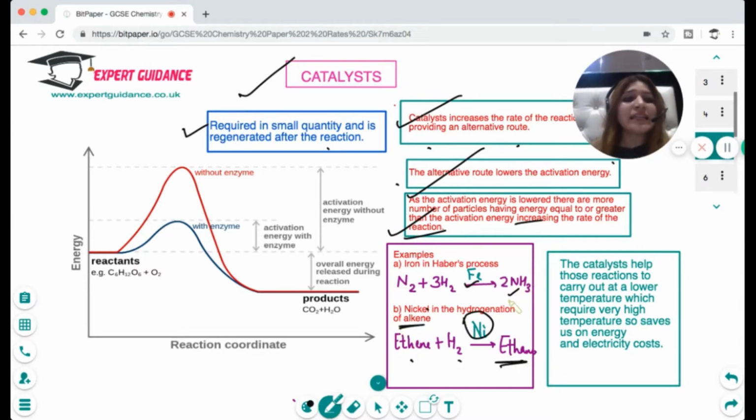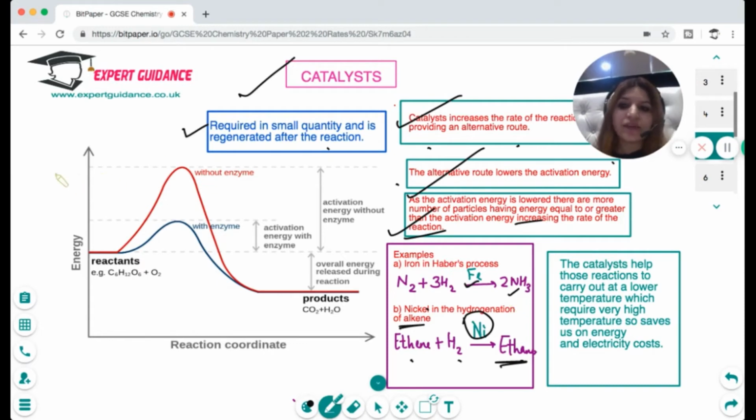Now, catalysts help those reactions that require a very high temperature or high pressure to be successful at a lower or moderate temperature and pressure. So it helps us to save a lot of electricity and energy cost, and helps us to prevent the greenhouse emissions or the fossil fuels emission by lowering the energy cost. So it's good and safer for the environment to use the catalyst.